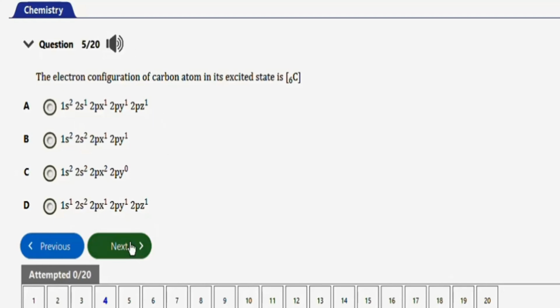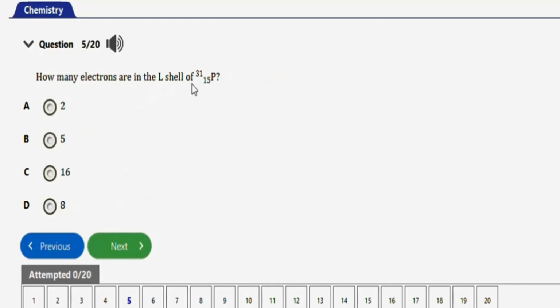The next question says how many electrons are in the L shell of this phosphorus? If you are representing the electronic configuration, you're going to have 2,8,5. So the 2 is for the K shell, the 8 is for the L shell, and the 5 is for the M shell. Since you're looking at the L shell, the value there is 8. Option D is the right option.